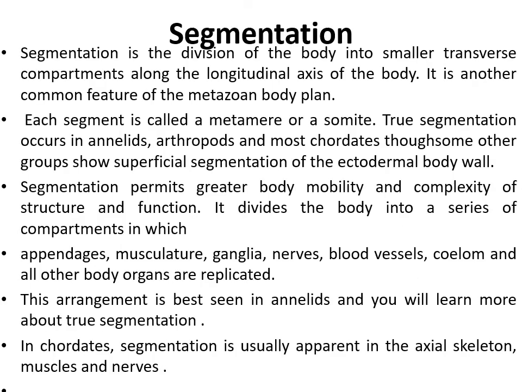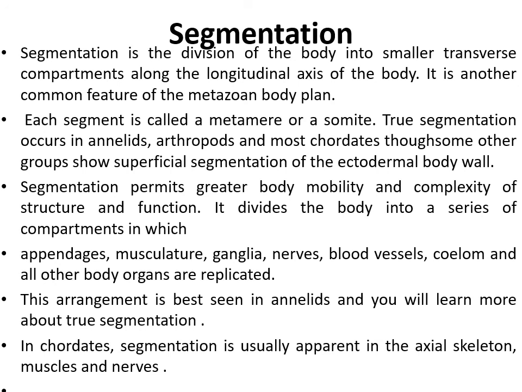Segmentation. Segmentation is the division of the body into smaller transverse compartments along the longitudinal axis of the body. It's a common feature of the metazoan body plan. Each segment is called a metamer or a somite. True segmentation occurs in annelids, arthropods, and most chordates, though some other groups show superficial segmentation of the ectodermal body wall. Segmentation permits greater body mobility and complexity of structure and function.